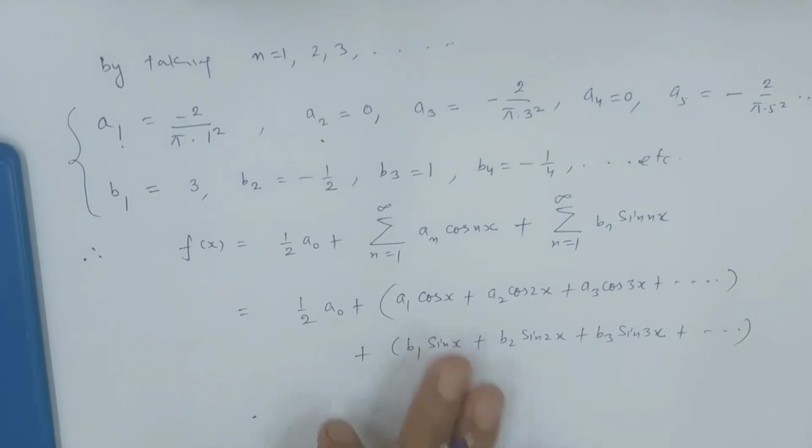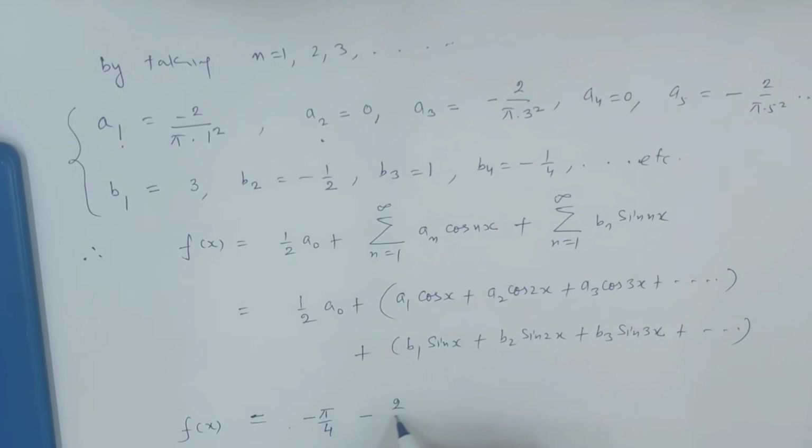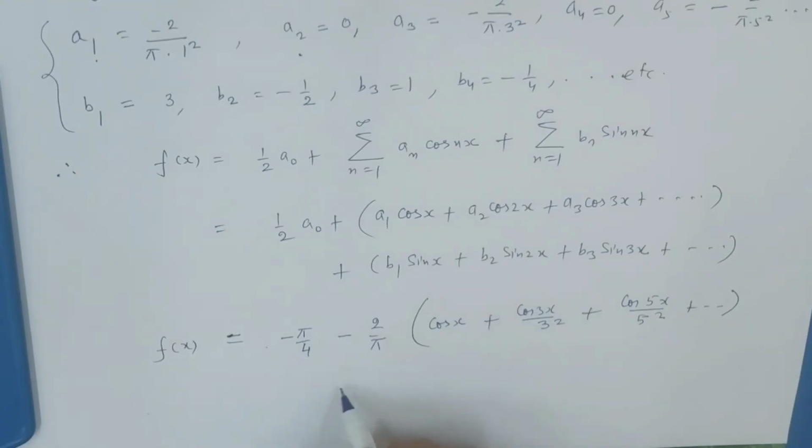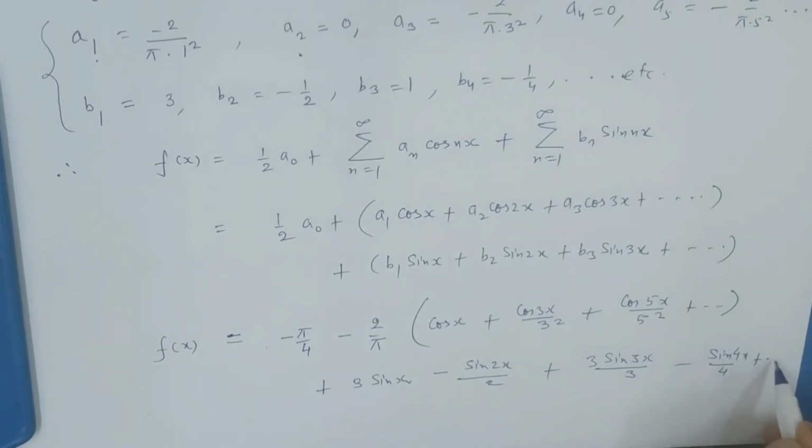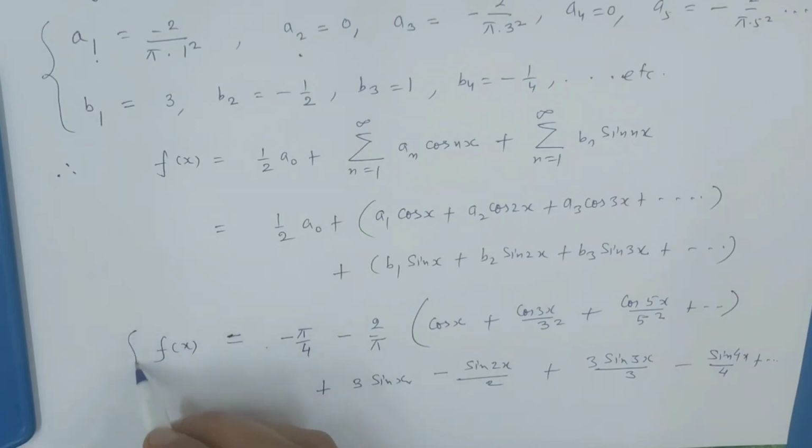Therefore we get f of x that is equals to minus pi by 4 minus 2 by pi cos of x plus cos 3x upon 3 square plus cos 5x upon 5 square plus up to so on, plus 3 sin x minus sin 2x upon 2 plus 3 times sin 3x upon 3 minus sin 4x upon 4 plus up to so on. इस टाइप से हम fx फाइंड करते हैं.